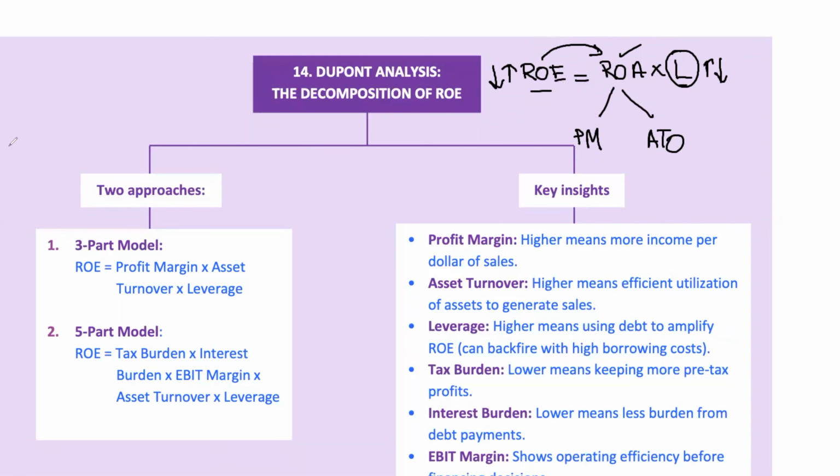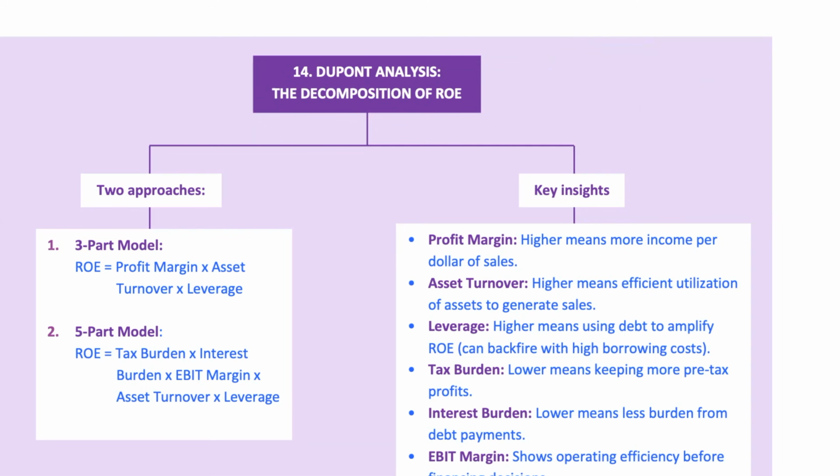These three components form the backbone of our first three-part model approach. Now, let's break down ROE into its three-component formula. This formula shows that ROE is driven by three parts.